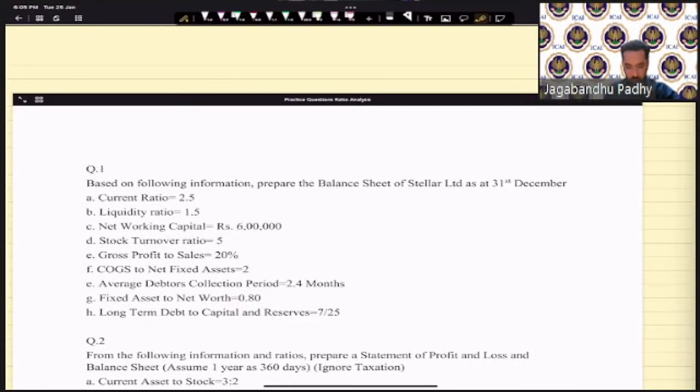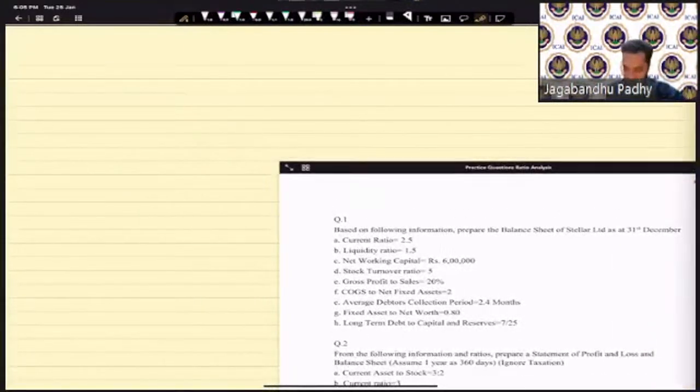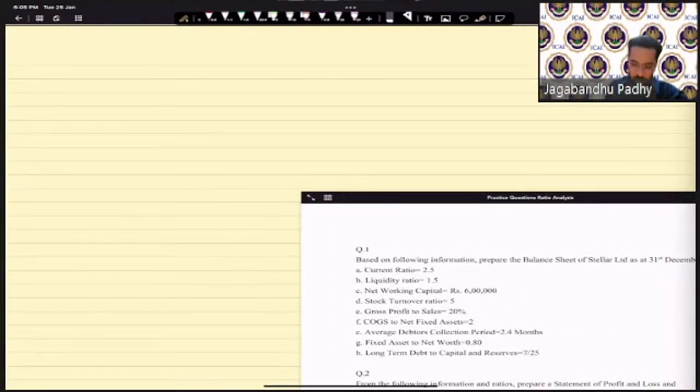Okay, so let's begin, guys. First and foremost, the ratio that has been given to us is the current ratio, and that's 2.5. The next number I should use along with the current ratio has to be the net working capital of 6 lakh. So the current ratio of 2.5 and net working capital of 6 lakh is what we need to work out with.